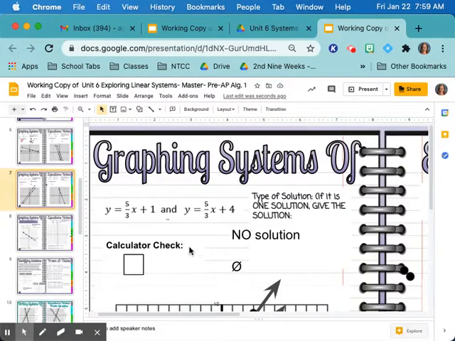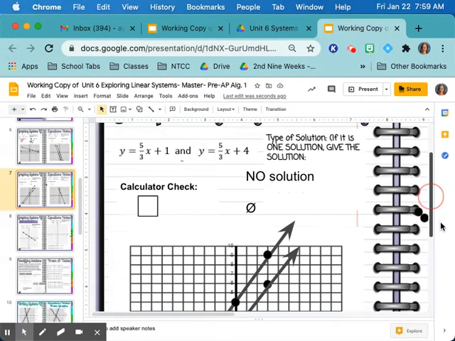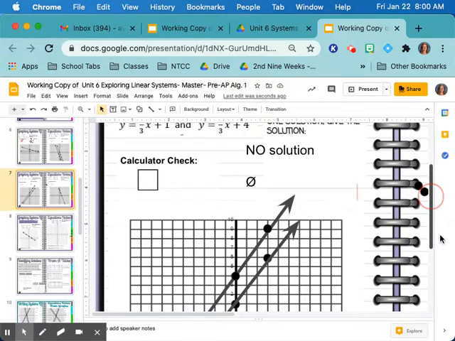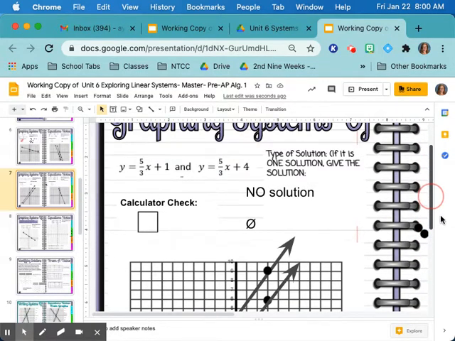Okay, so we are finishing up the slides on graphing systems of equations. We are on slide 7, the first one, and we have the same exact slope, different y-intercepts. So this comes out to be no solution. They will never intersect, so it's no solution.